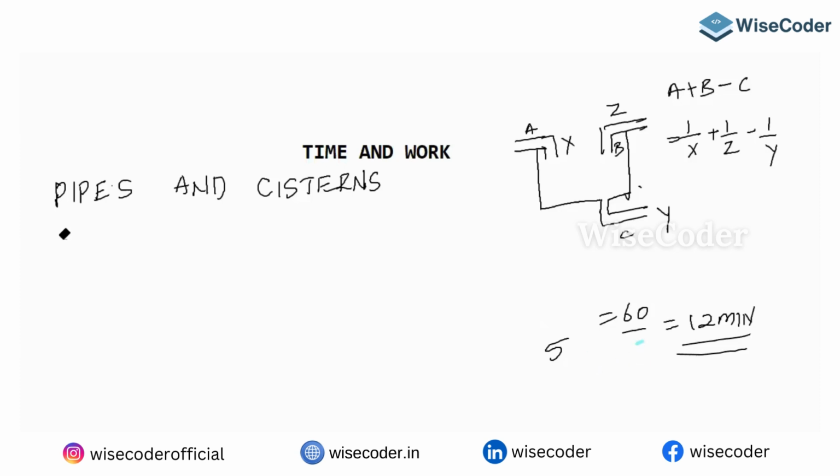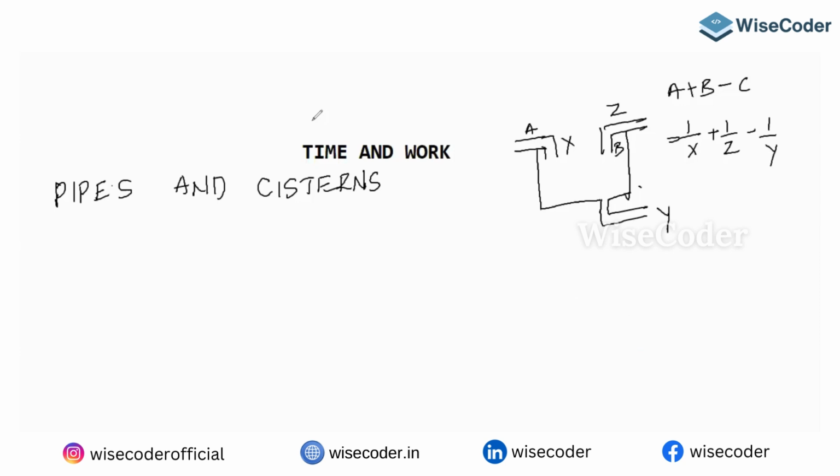Pipe Z takes 40 minutes to empty a full tank. Find the time taken to fill the empty tank if all the three pipes are opened.